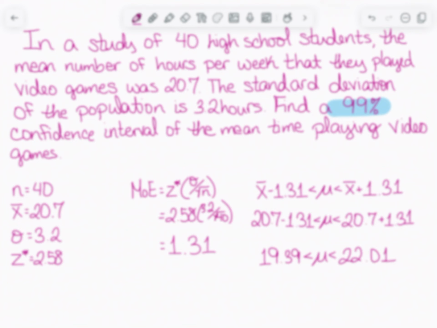22.01. This tells me that the true number of hours that high school students are spending playing video games is somewhere between 19.39 and 22.01 hours. And this time I'm 99% sure. I'm 99% confident that the actual true value is somewhere between these values.